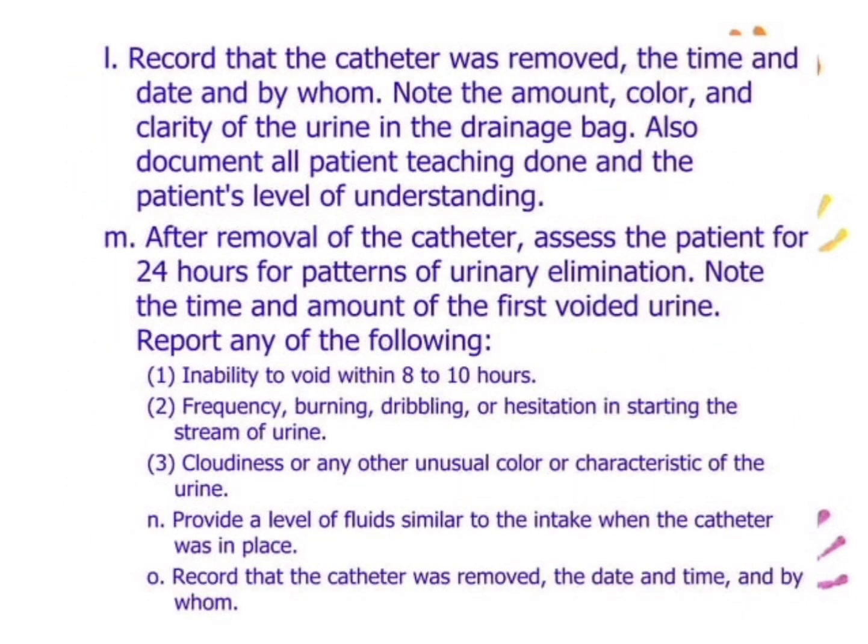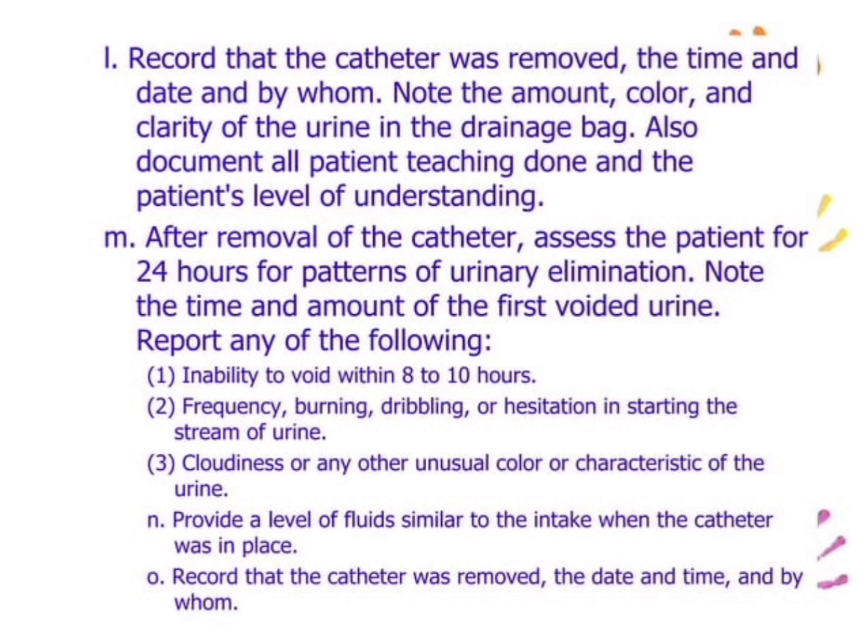Record that the catheter was removed, the time and the date, and by whom. Note the amount, color, and clarity of the urine in the drainage bag. Also document all patient teaching done at the patient's level of understanding. After removal of the catheter, assess the patient for 24 hours for patterns of urinary elimination. Note the time and amount of first void urine.